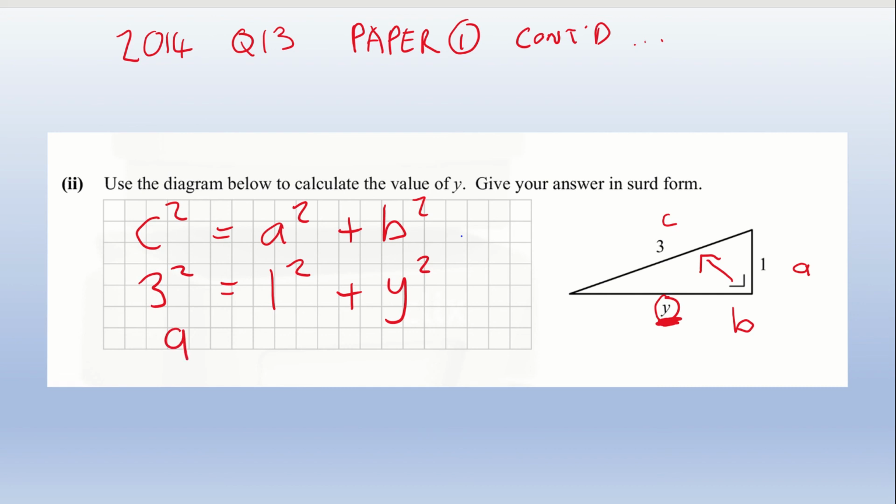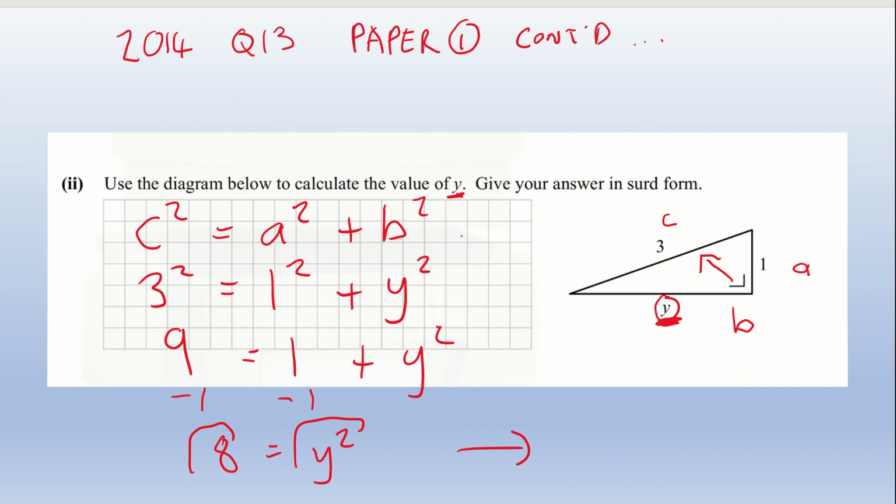3 squared is going to be 9, is equal to 1 squared, 1 squared is 1, plus y squared. Now I want to find out what y is, because that's what the question is asking me. So I'm going to take 1 away from both sides, and I'm going to end up with 8 is equal to y squared. I'm going to get the square root of both sides, and on my calculator I'm going to say square root of 8 is equal to 2 root 2 is equal to y. I'm just going to check to see, well, how do they want my answer? Do they want it in surd form? And yes, they do. Give your answer in surd form.